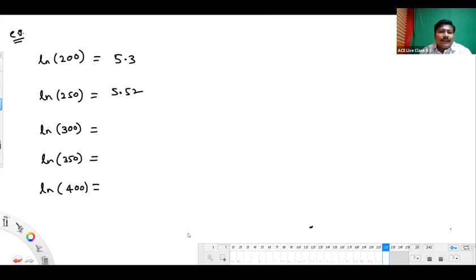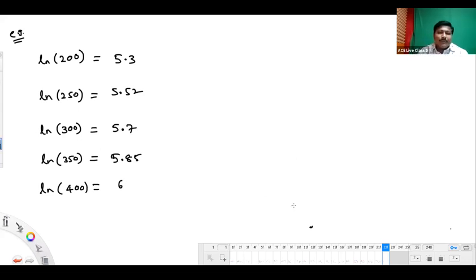ln of 300, how much? 5.7. ln of 350? 5.85. And ln of 400 is close to 6.